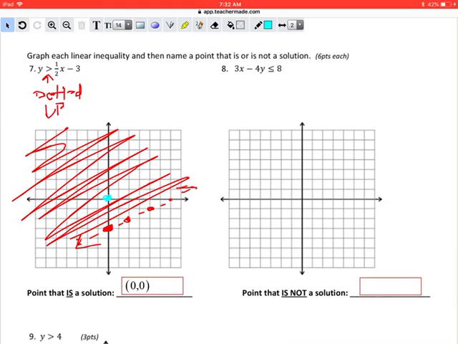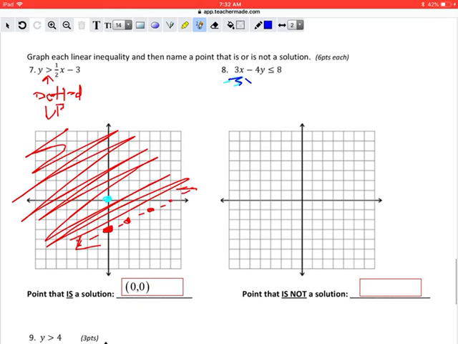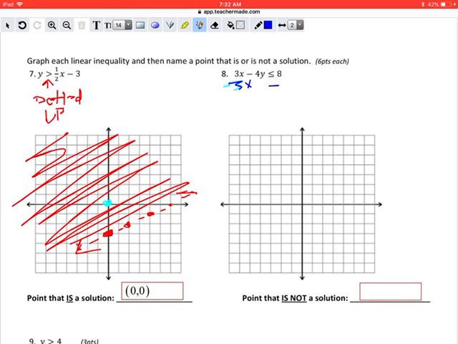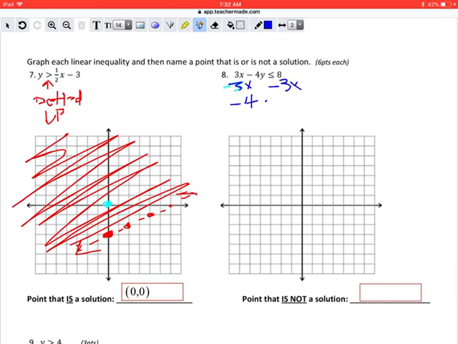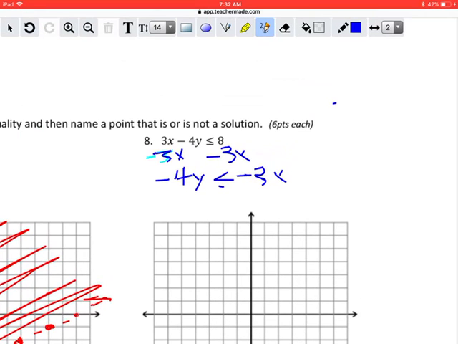So on this one, we got to get y by itself first. So I'm going to change colors there. Subtract 3x to both sides to get y by itself. And so that's negative 4y less than or equal to negative 3x plus 8.